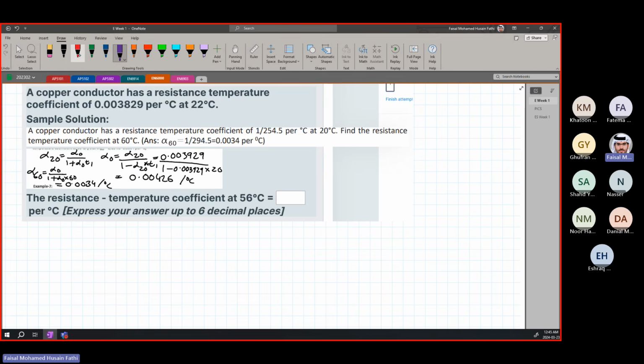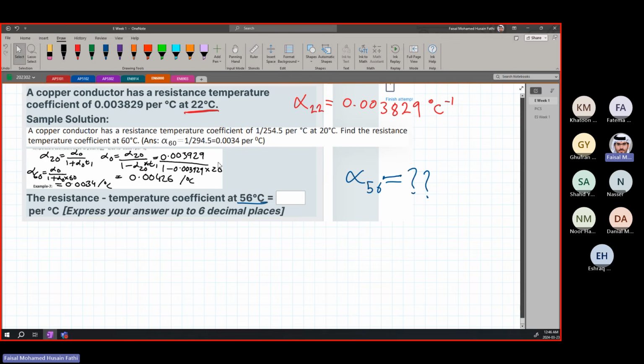So a copper conductor has a resistance temperature coefficient, which is alpha, okay, of 0.003829 at 22 degrees Celsius. So this isn't alpha 0, this is alpha 22. The unit is per degree Celsius. They want us to find the alpha resistance at 56 degrees Celsius. This is what they want us to find. Alpha 56 degrees, which is our problem.